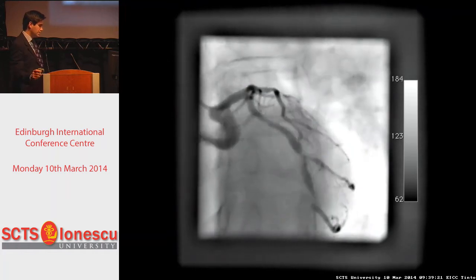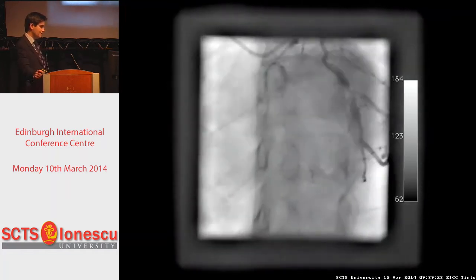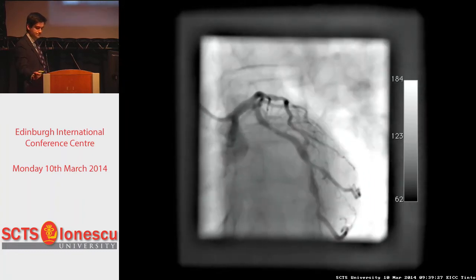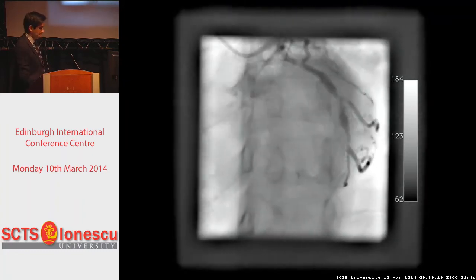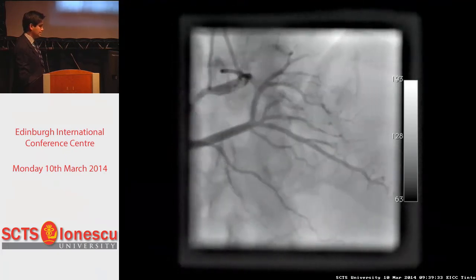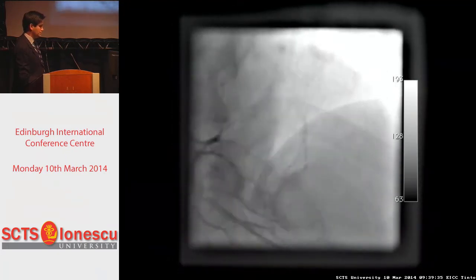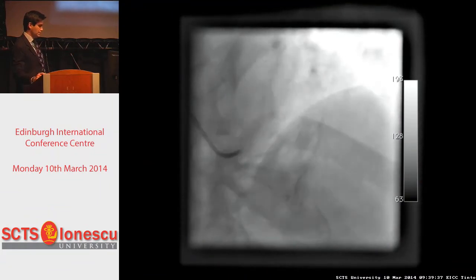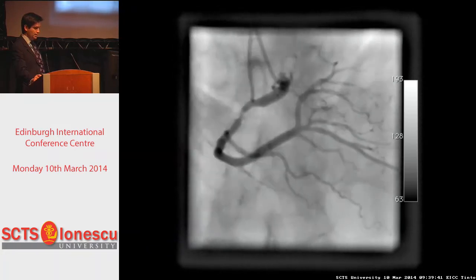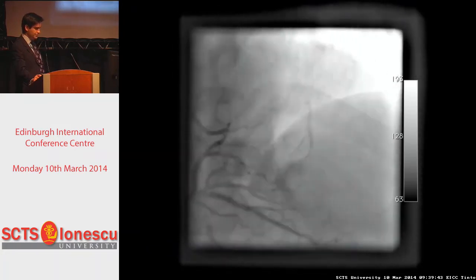He's got quite a tight lesion in his circumflex, just at the origin of the first obtuse marginal vessel. And again, he's got a tight lesion in his proximal mid-right coronary artery of a fairly large dominant vessel, and that vessel appears to be filling the distal left anterior descending artery late.